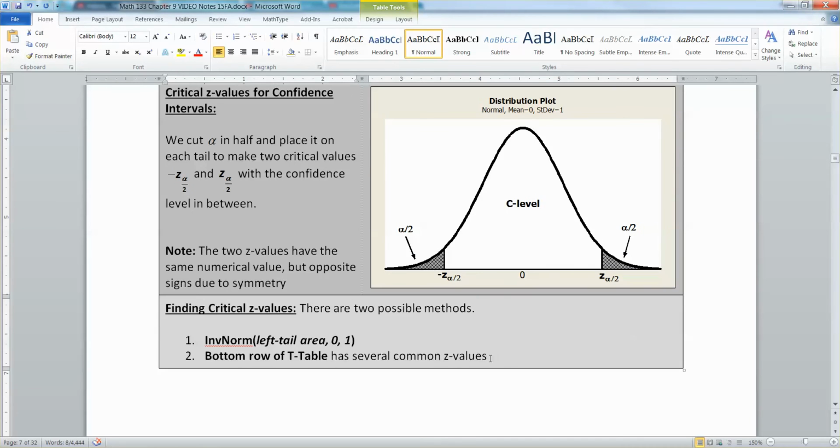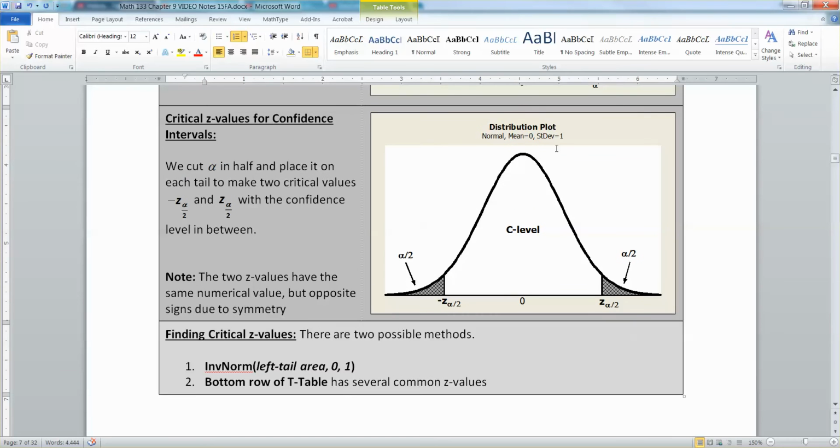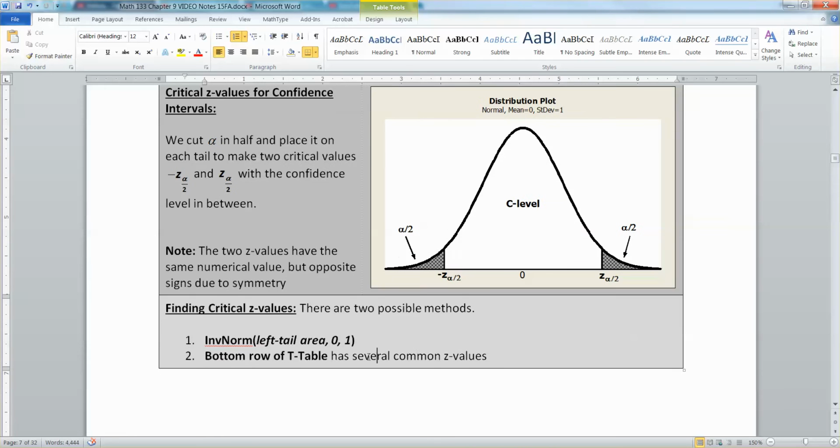And the way to find those critical values, if you remember from chapter 7, is using inverse norm. Remember, because these are z values, that means this is a z curve. So the mean is 0 and the standard deviation is 1. So those will be what you'd put in the back end of your inverse norm. Or you can use the bottom row of your t-table, which we'll talk about later.